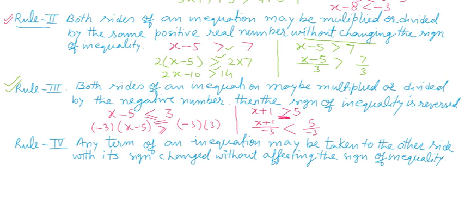Now see rule number 4. Any term of an inequation may be taken to the other side with its sign changed without affecting the sign of inequality. See one example, x minus 5 is greater than 0. In this case, x is greater than 0 plus 5, minus 5 transferred to the right hand side becomes plus 5. This is rule number 4. These four rules are very helpful whenever we solve an inequation.